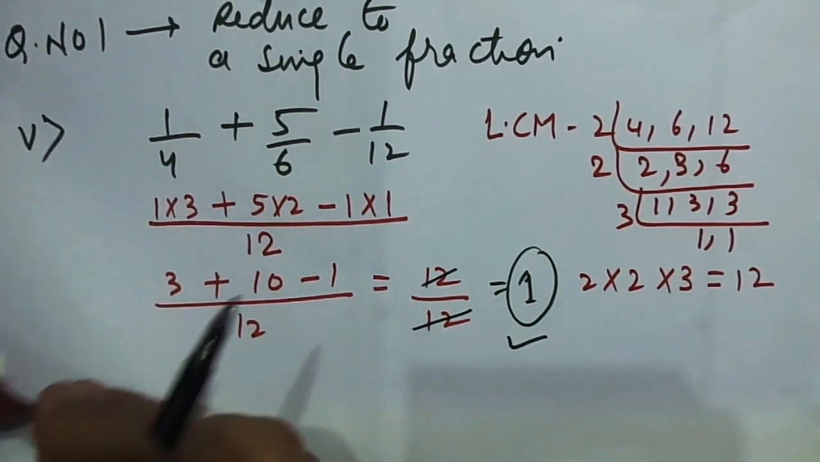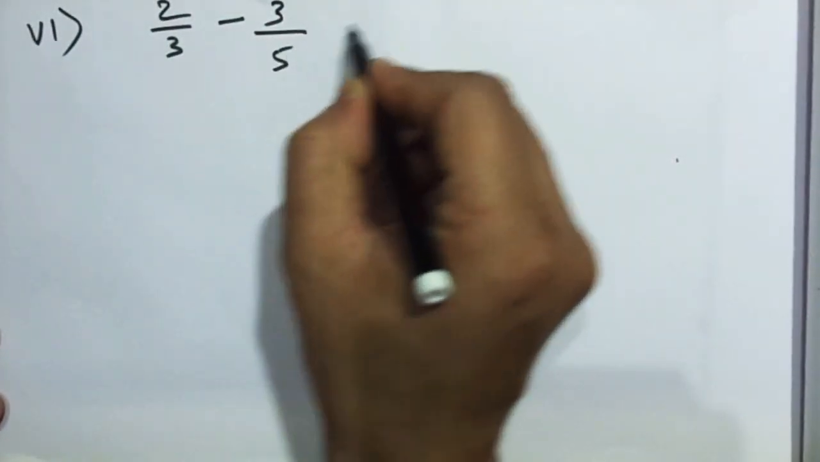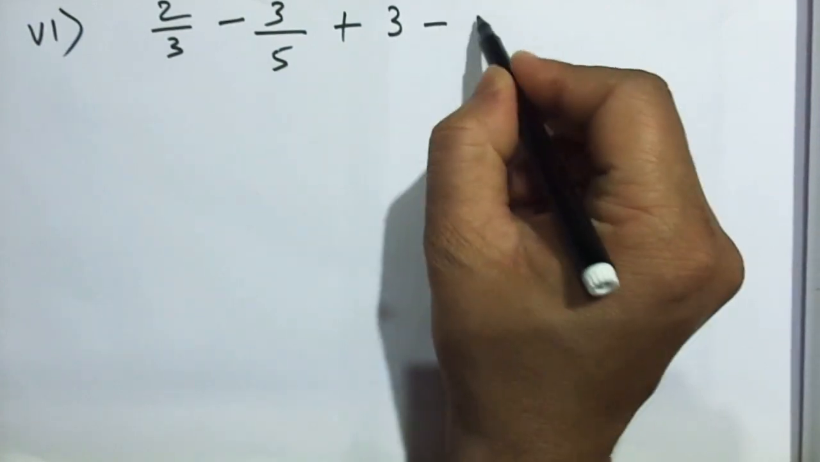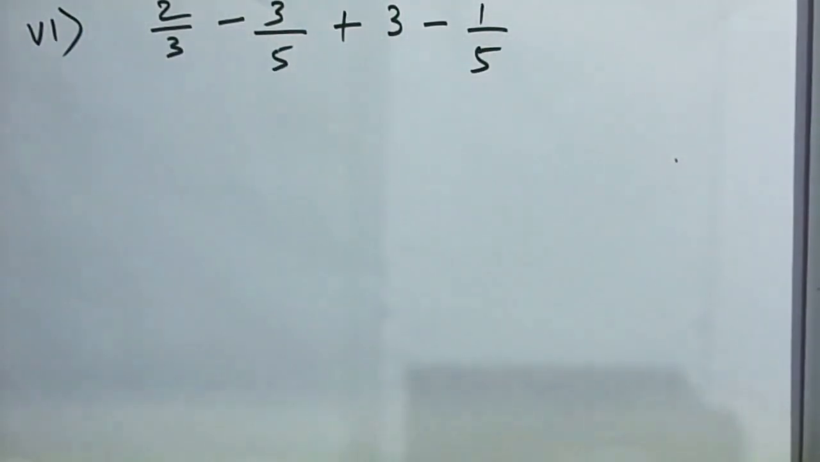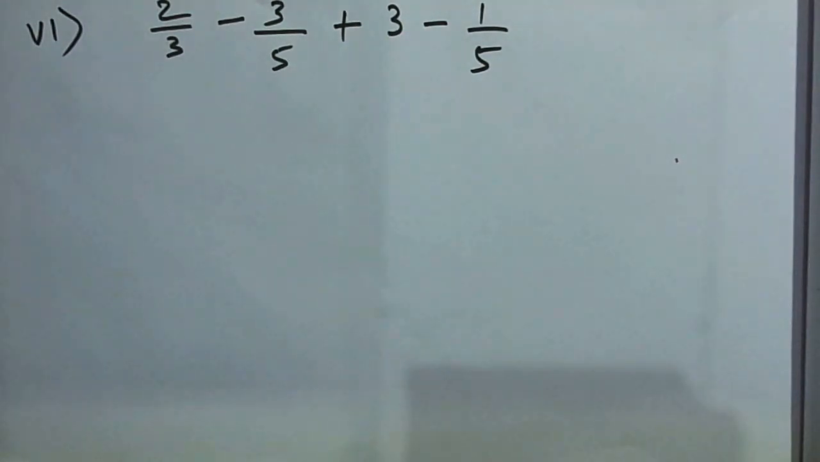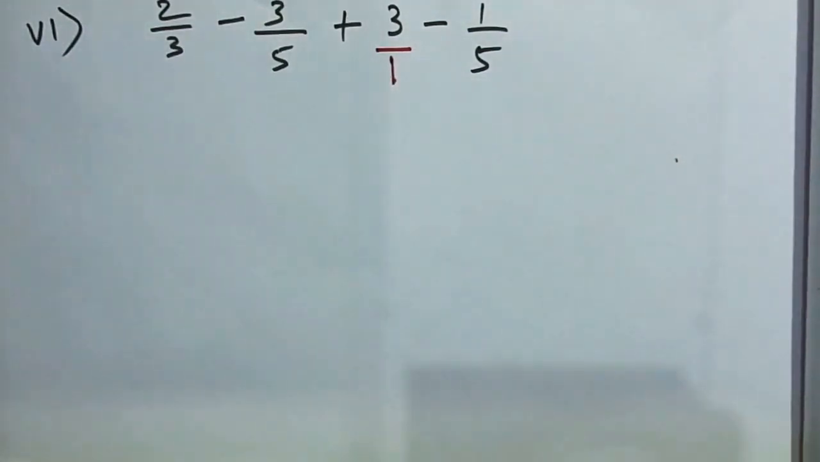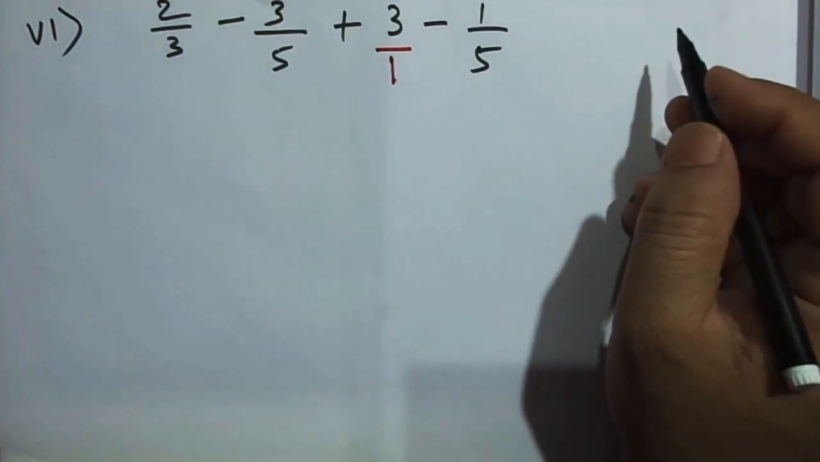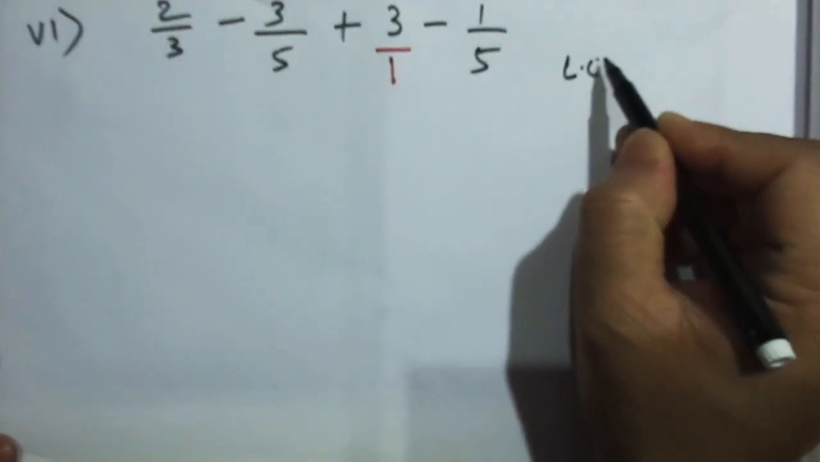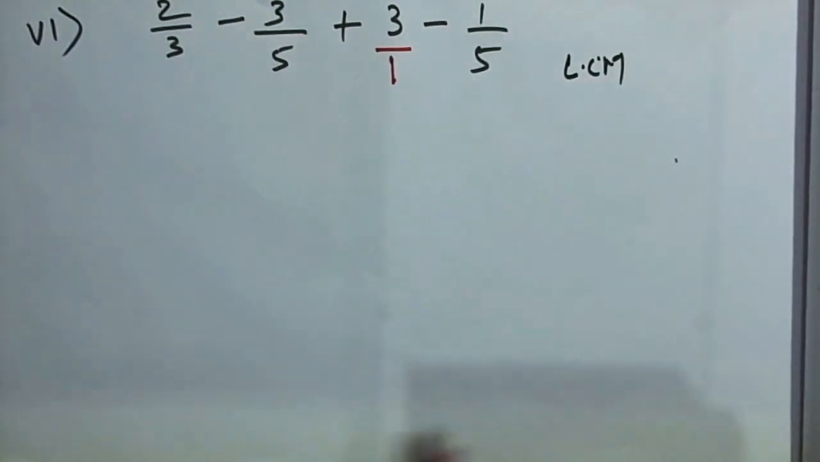Now, moving to the next sum, that is question number 6. What do we have in question number 6? 2 by 3 minus 3 by 5 plus 3 minus 1 by 5. This is our sum. And I find that in 3 I do not have a denominator, so I'll put 1 over here. As I said, what did we do? We found out the LCM. Why LCM? Because the denominators are different.